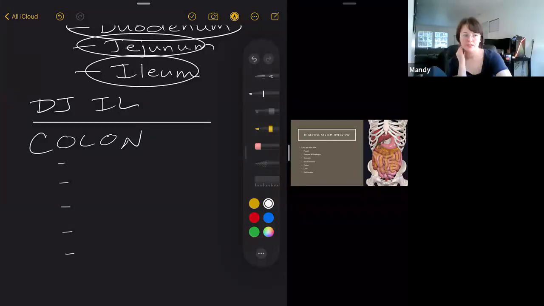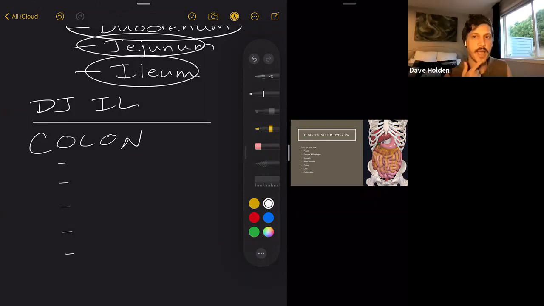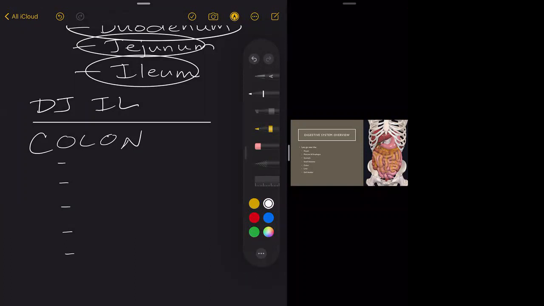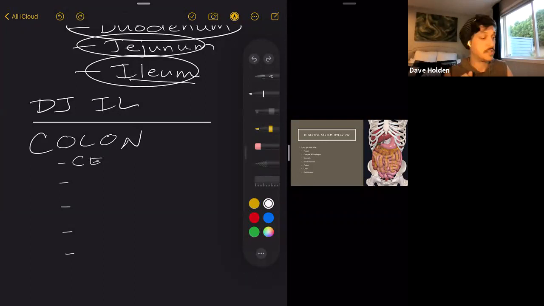Ascending, transverse, and descending? You're on the right track. So when we first enter the large intestine, do you remember the entrance pouch, what that portion is called? The cecum, there we go. Sorry, my handwriting is so horrible, you guys. So we pass through the ileocecal valve into the cecum.